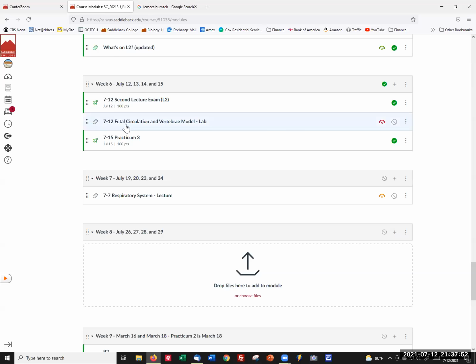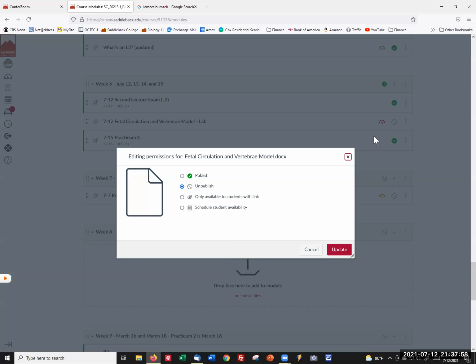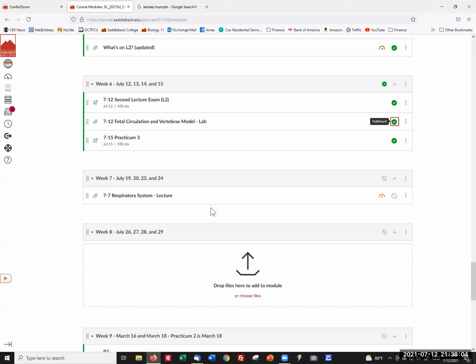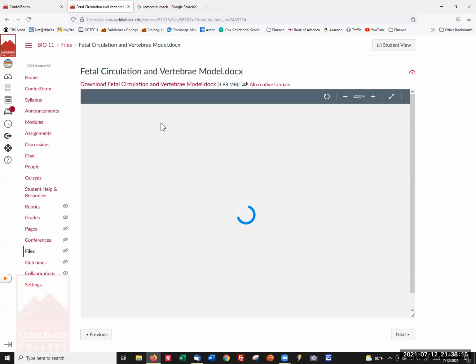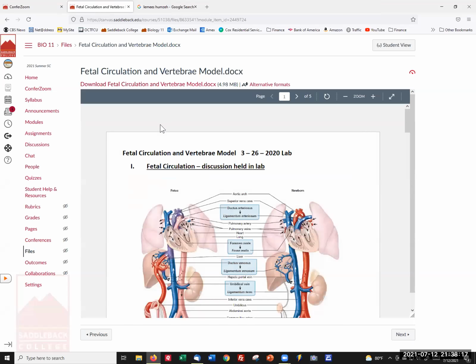Okay, what I want to go over is fetal circulation here, and I'll turn it on for anybody that wants it. You may have to print it later. You can print it now. Just be on mute. Okay, fetal circulation in the vertebral model. This is going to be on the test on Thursday.